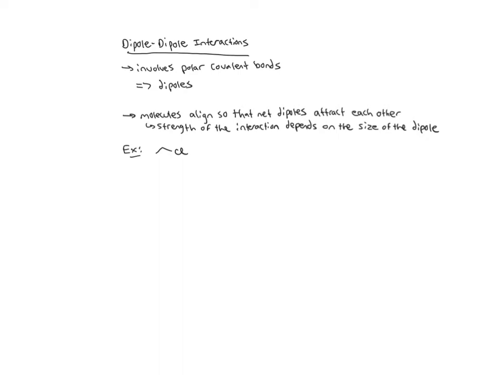Those polar covalent bonds are basically dipoles, because we saw that one atom in that bond was more electronegative than the other, so we could draw a dipole. What's going to happen is that these help the molecules stick together better, because they're going to align so that their net dipoles attract each other. So if we think about the dipole in this molecule, we have the chlorine pulling the electron density towards it.